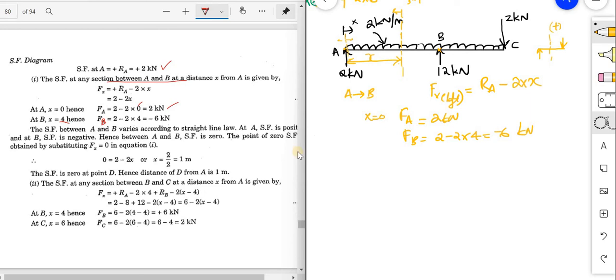The next point is the shear force, now I am considering a section between B and C, and let this distance be X.